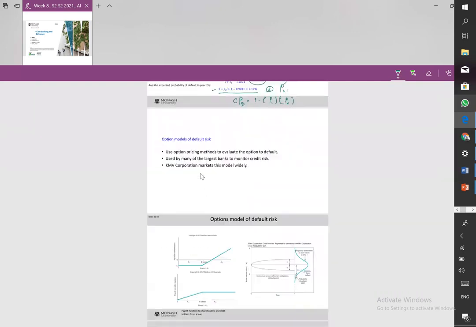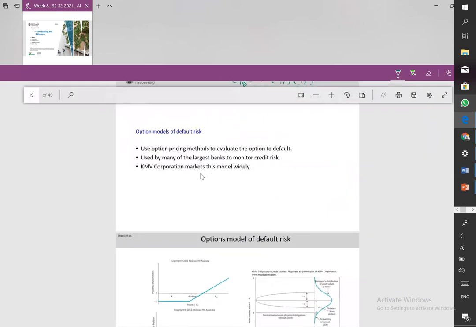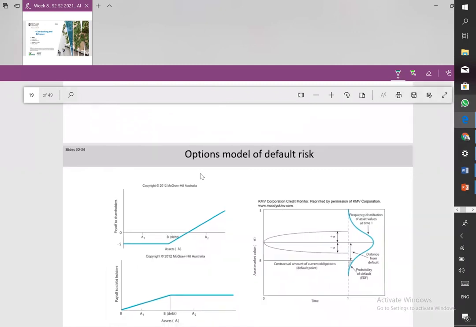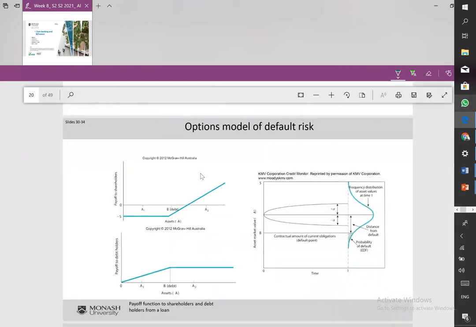Now let's go to the next model, which is the asset pricing, which we call the option model. Now the option model, it used to default. The concept is a little bit different, and I want to explain it here. There are so many companies, and this model was developed after the option model, which got the Nobel Prize.